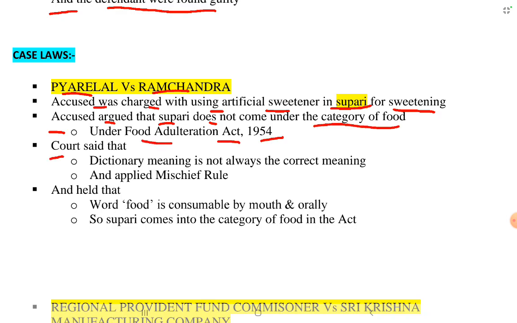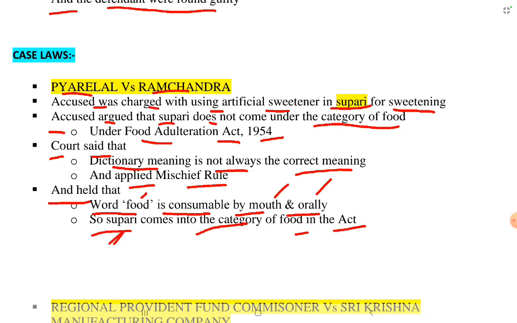The court said that dictionary meaning is not always the correct meaning and applied the mischief rule, and held that the word food is consumable by mouth or orally. Anything which is consumed by mouth or orally will be considered as food. So Supari comes into the category of food in the act, as Supari is also consumed by mouth. So here also the court fulfilled the purpose of the act.